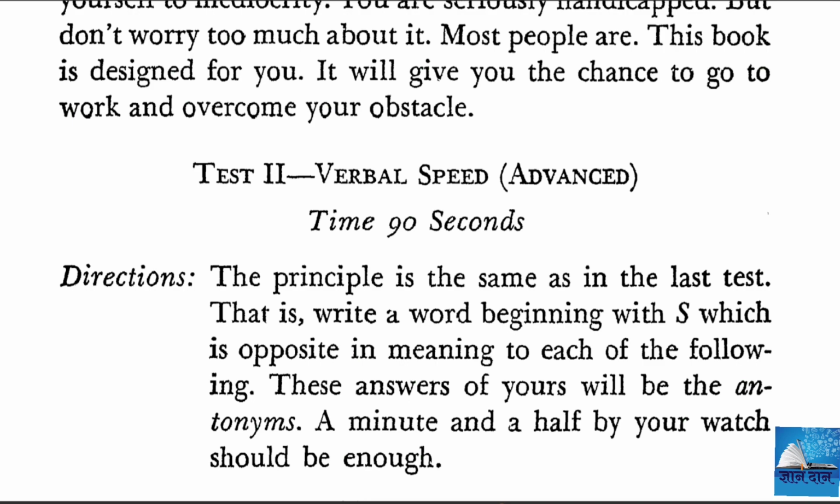Now we have test 2, verbal speed, advanced. Time yourself for 90 seconds. Directions. The principle is the same as in the last test. That is, write a word beginning with S which is opposite in meaning to each of the following words. These answers of yours will be the antonyms. A minute and a half by your watch should be enough.